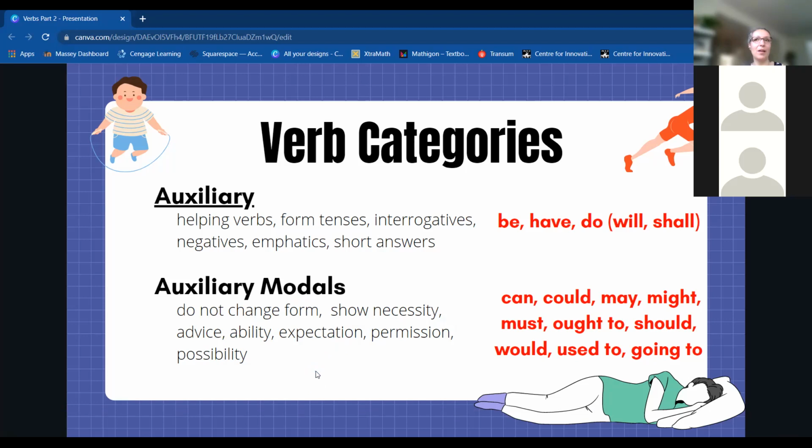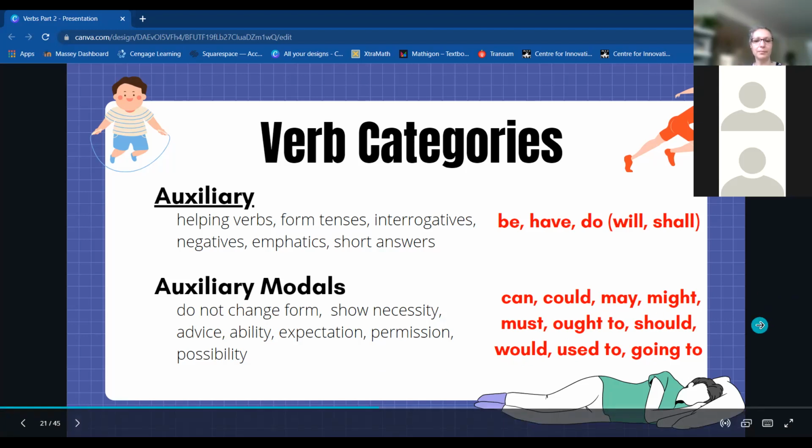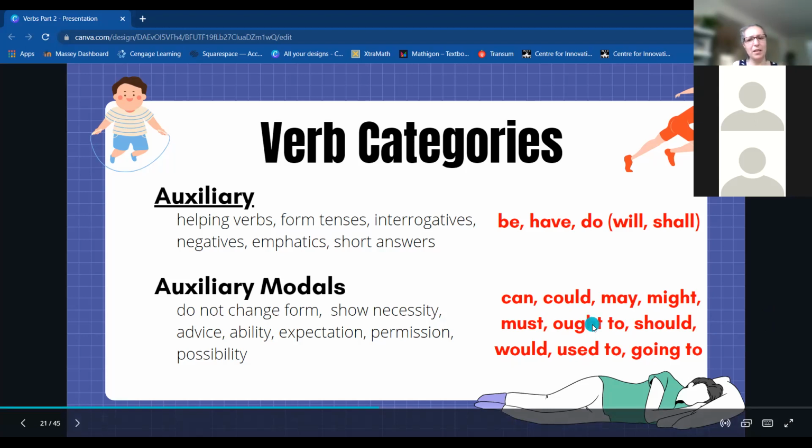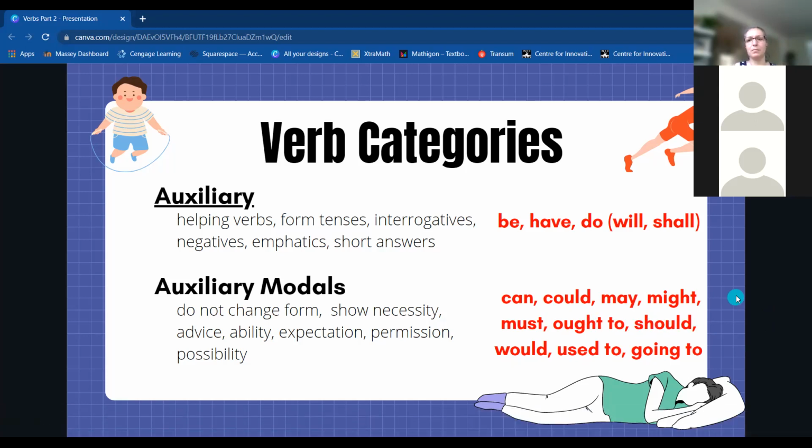They can be inserted into any tense, as we'll see. So if I say I drive a car, you can pop can in there. I can drive a car. The can doesn't change, and it doesn't change anything else. It's just inserted and adds another dimension to the sentence. And those are most of them. I think there are a couple of other ones, but I haven't.